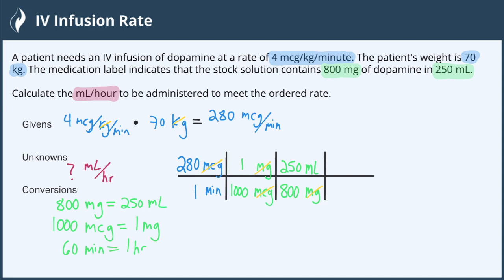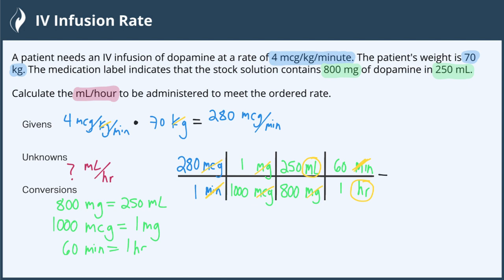We want milliliters per hour, so we are going to use one more conversion rate, and that's 60 minutes is equal to 1 hour. Minutes are currently on the bottom, so when we do our conversion, we'll put minutes on the top and hours on the bottom: 60 minutes and 1 hour. Minutes cancel with minutes, and we're left with only milliliters per hour, which matches what we were going for based off of what we said in our unknowns.